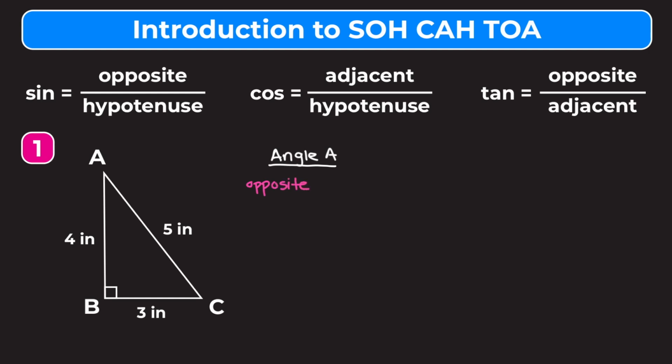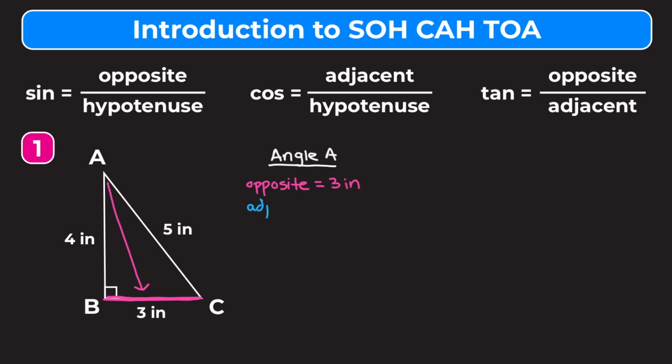When we're determining the side opposite, we have to understand what angle we are looking at. So we're looking at angle A. So the side opposite of angle A is right across from angle A. So this 3-inch side is opposite of angle A.